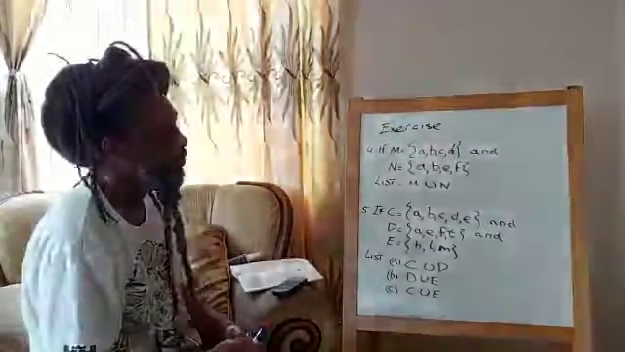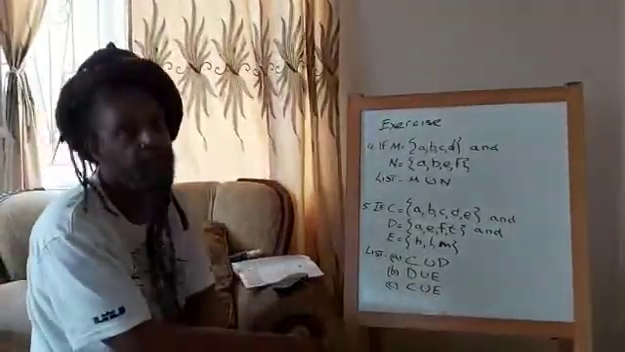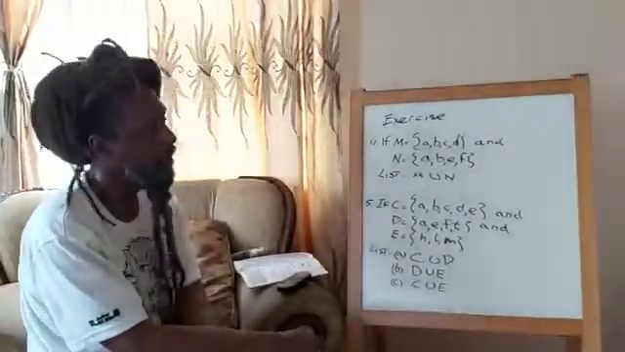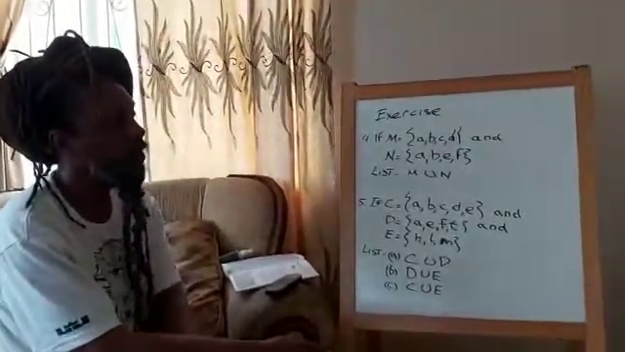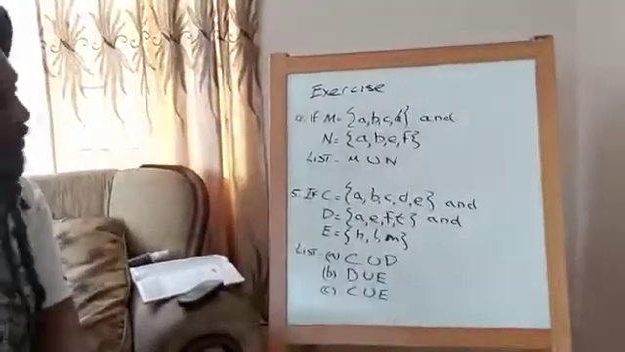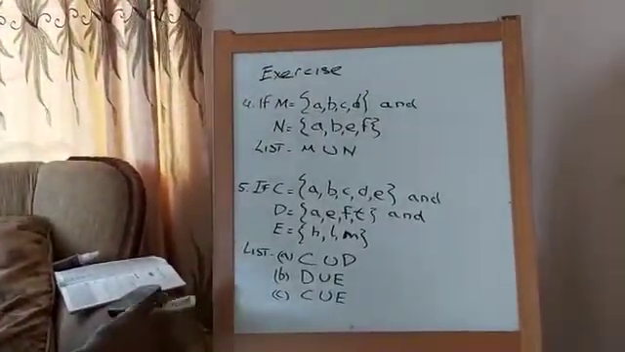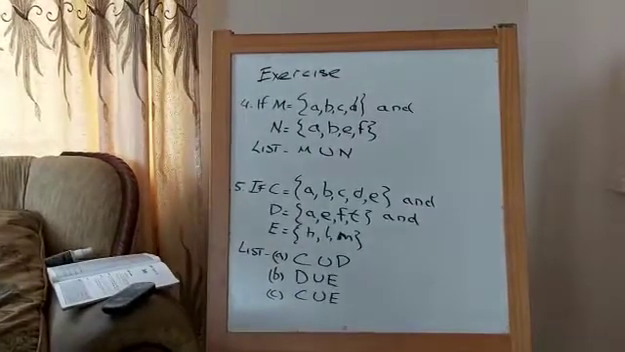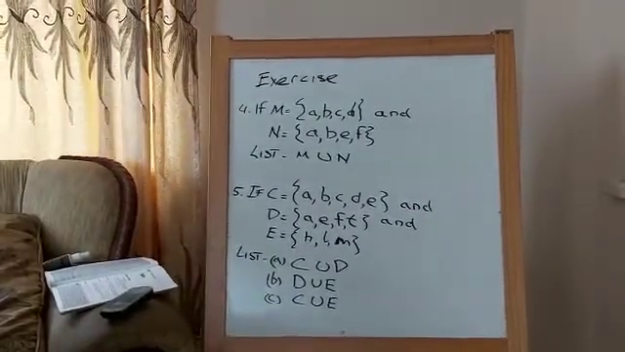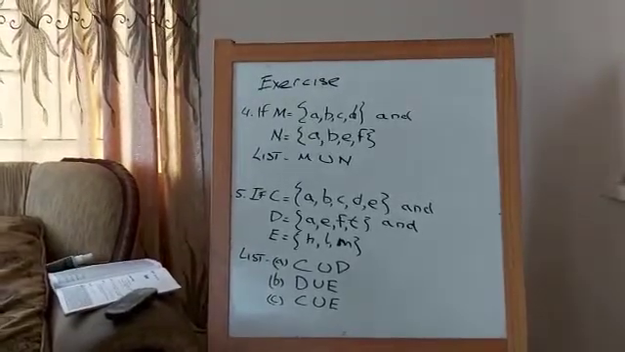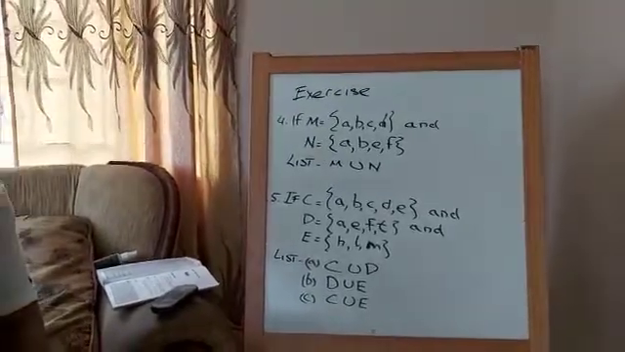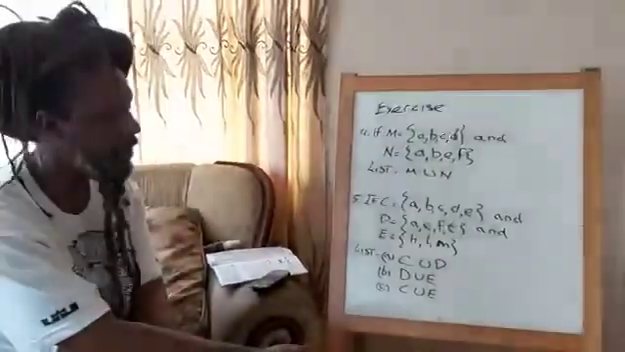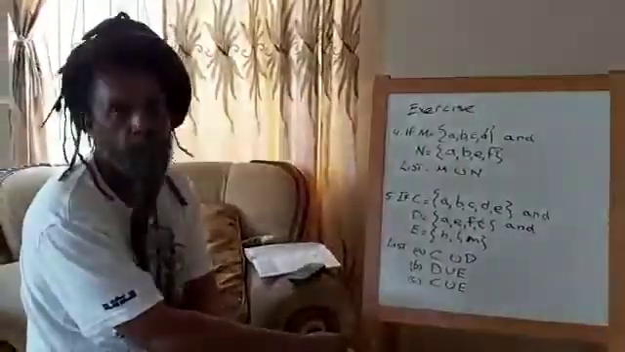So we're on to number 4. If M is equal to {A, B, C, D}, and N is equal to {A, B, E, F}, list M union N. Number 5. If C is equal to {A, B, C, D, E}, and D is equal to {A, E, F, T}, and E is equal to {H, L, M}, I want you to list for me: A, C union D; B, D union E; and C, C union E.